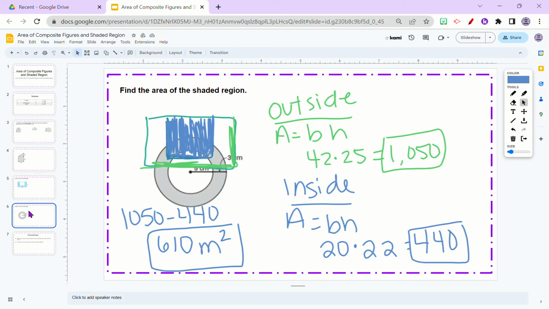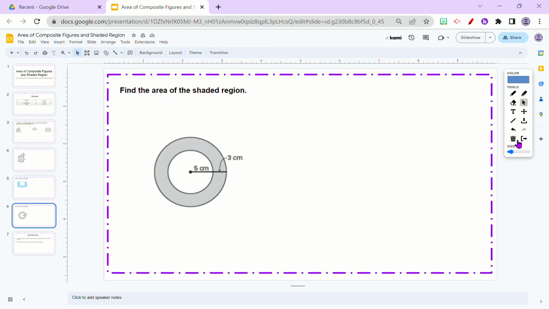All right, and then here is our last example, our last shape. We have an outer circle and an inner circle. So again, we are going to do the same thing. We are going to first find the area of this outside circle.